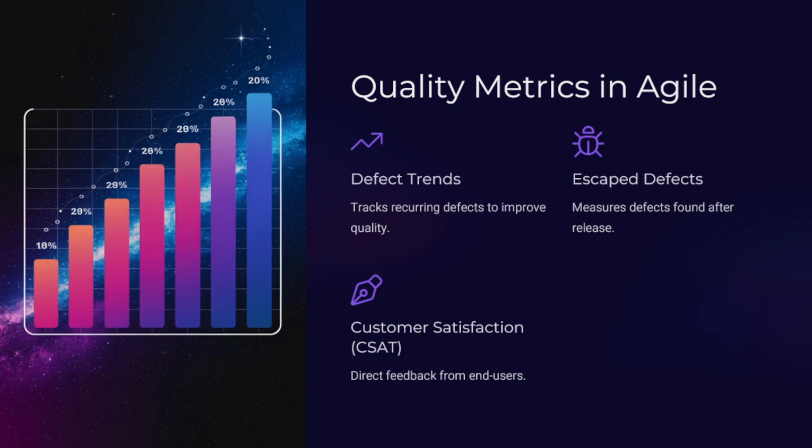The first metric here is defect trends. Defect trends highlight recurring issues, or the number of defects tracked over time, allowing teams to address the root causes of these issues and resolve them to avoid the same recurring issues.